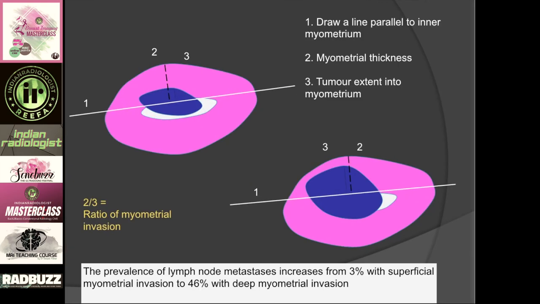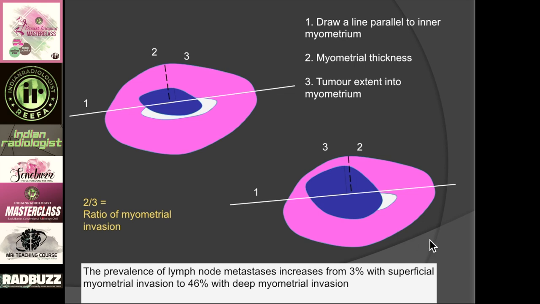How do you define myometrial invasion? So you just draw a line parallel to the inner myometrium here, and then measure the thickness of the myometrium and then the thickness of the tumor here. When you do that, you will be able to identify whether it's superficial invasion or deep invasion. Ratio of these two is going to give you the depth of myometrial invasion. If it's more than 50%, it's deep invasion. So the image on left is superficial invasion and the image on right is deep invasion of the tumor.